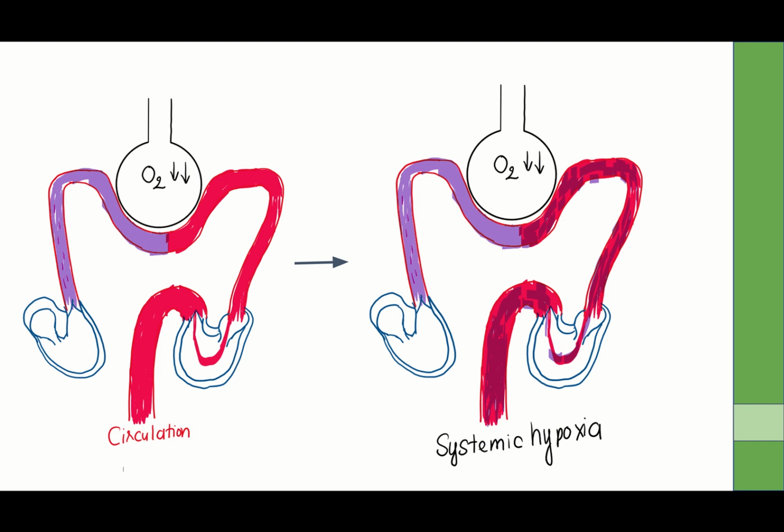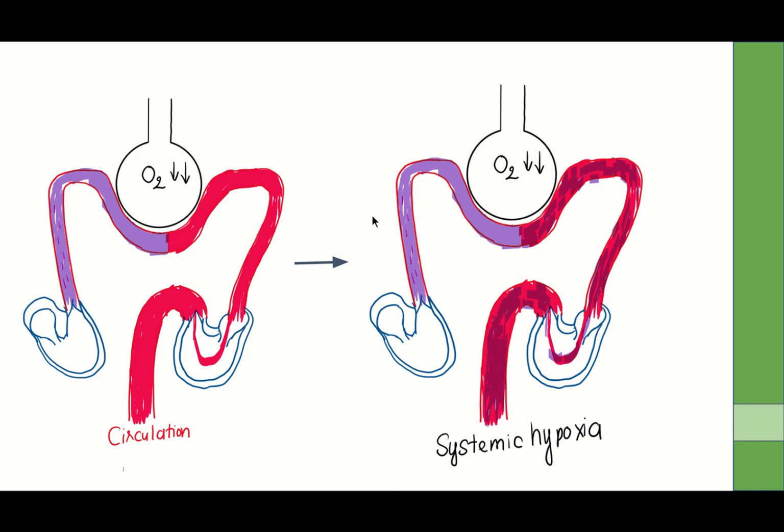It's like a left to right shunt or right to left shunt in the heart, but instead of a shunt in the heart, it's a shunt in the lung. So it's called a right to left shunt in the lung, but it's a micro shunt. Due to that shunt, the mixed blood will go into the systemic circulation, and it's going to cause systemic hypoxia, and it's going to cause many problems.